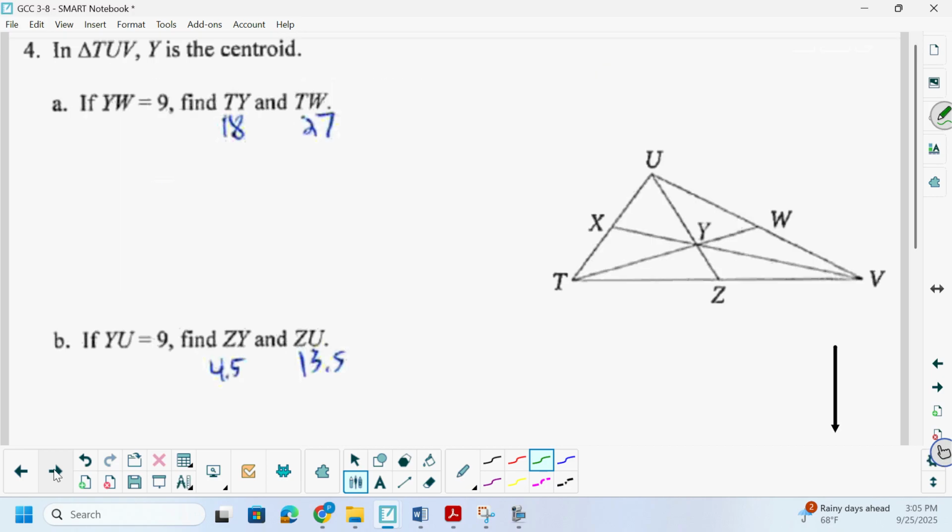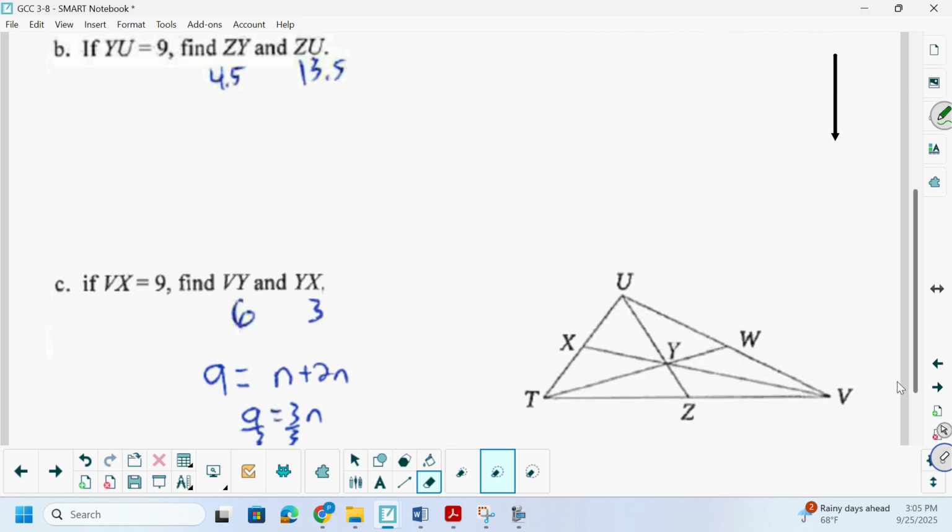Moving over to the next page, just like number 2 in the warm-up, we've got our centroid, so we want to think that 1:2 ratio. So if YW is 9, double that to get TY, which is 18, add them together to get 27 for TW. In part B, YU is 9, that's the long part. So the shorter part should be half that, so 4.5 for YZ, add them together to get 13.5 for the whole thing.